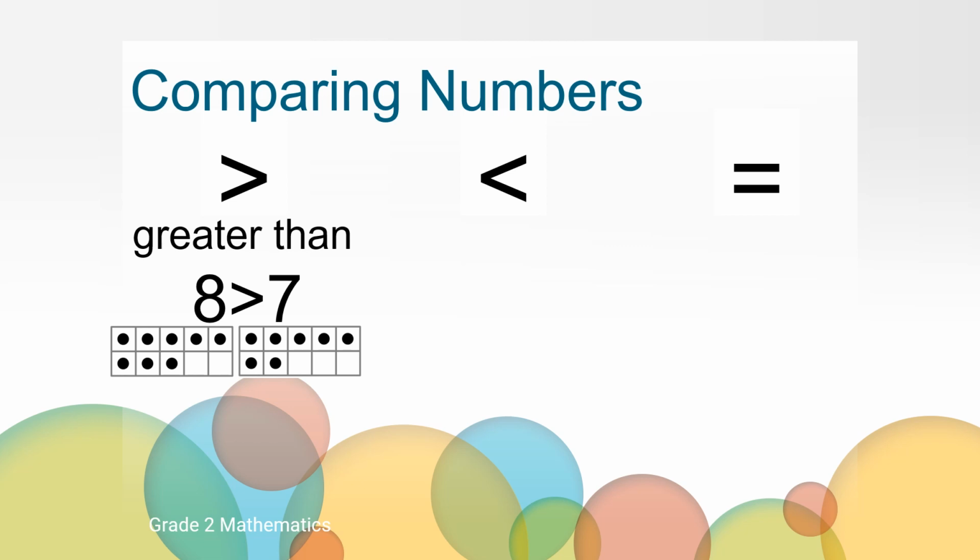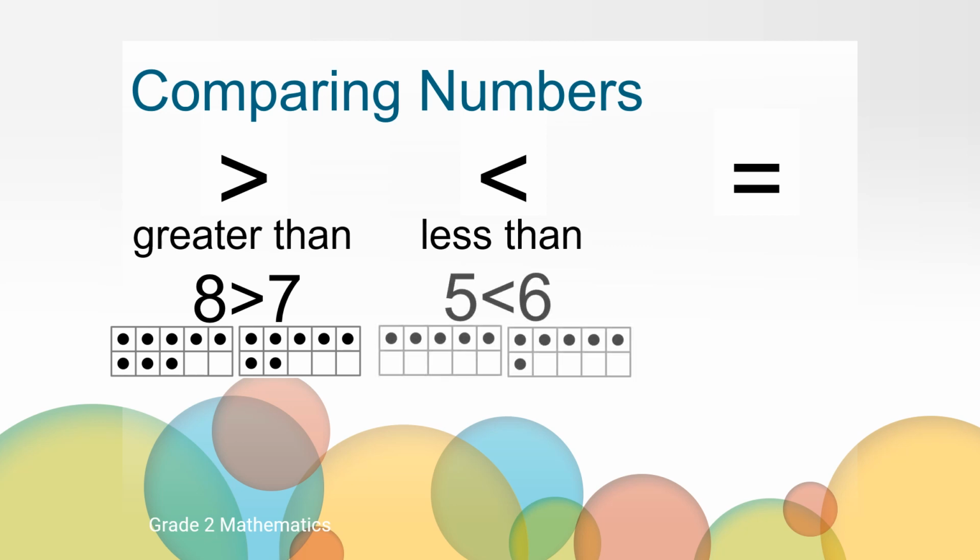What does the next symbol mean? Less than. If a number has a smaller value, we say it is less than and use the less than symbol. We can prove it by looking at the example of 5 and 6. 5 has less dots than 6, so 5 is less than 6.